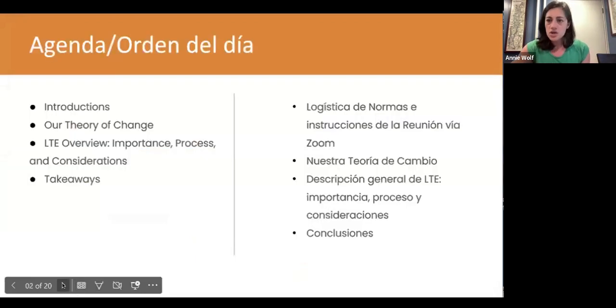So we'll go through introductions. We'll talk a little bit about Sun's theory of change and why we do what we do. We'll do an overview of letters to the editor and talk about their importance, the process of writing one, and considerations when you are writing one. And then we'll briefly go over some main takeaways to take with you when you are writing your first or your next letter to the editor.